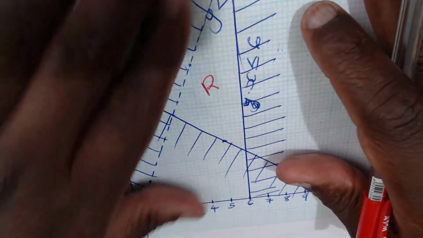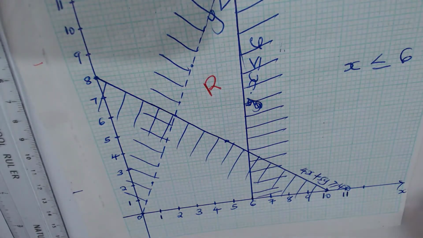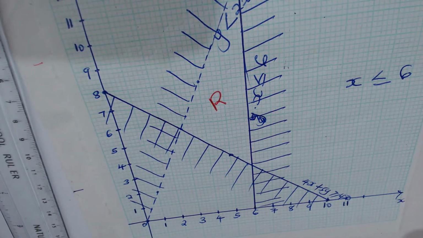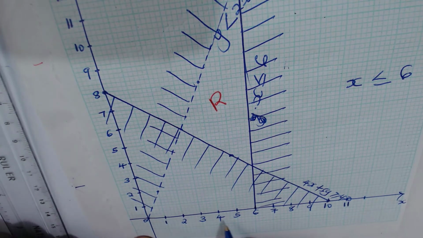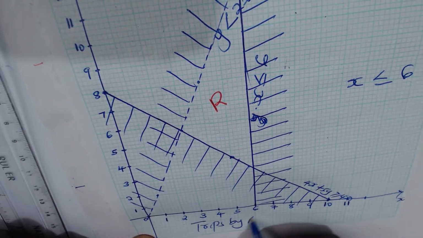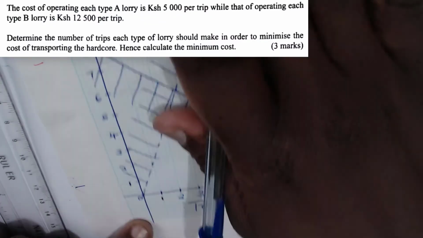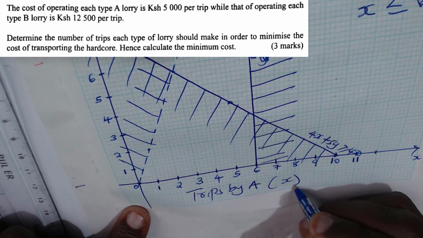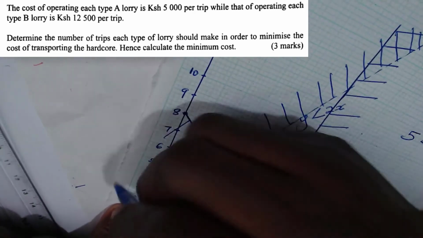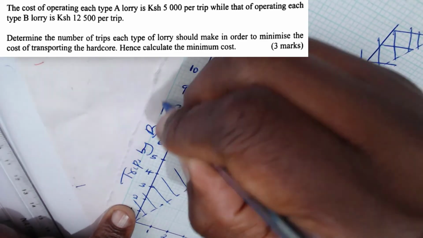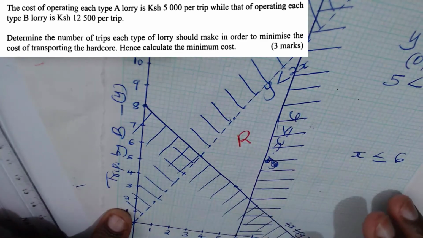Now, having done that, the next question is to calculate the number of trips for both x and y. So the x-axis represents trips by type A lorry, which we give as x. Then on the y-axis, these are trips by type B, and this is what we gave as y.